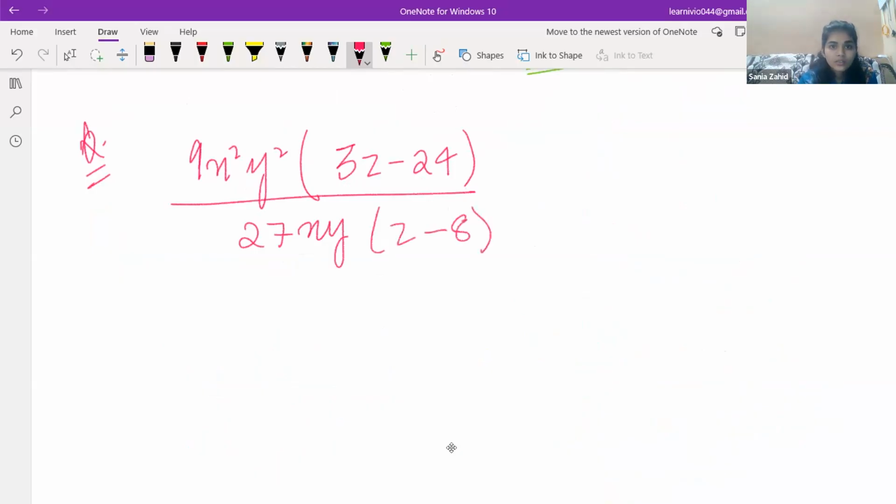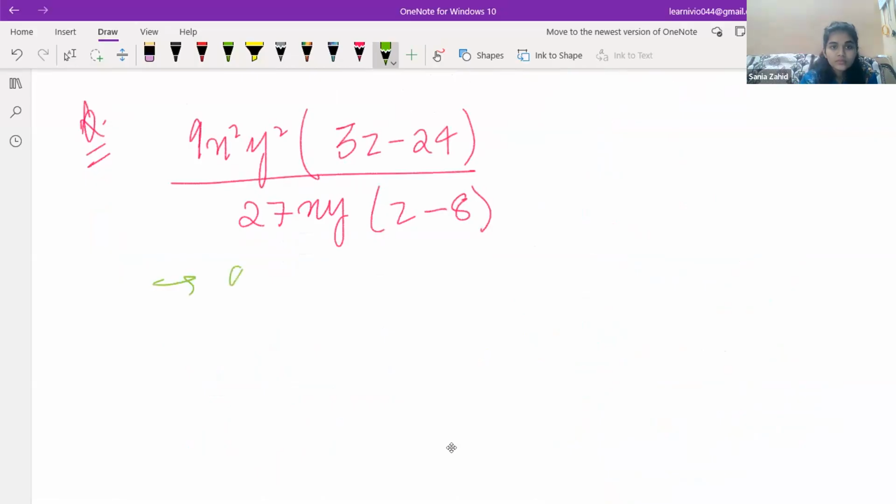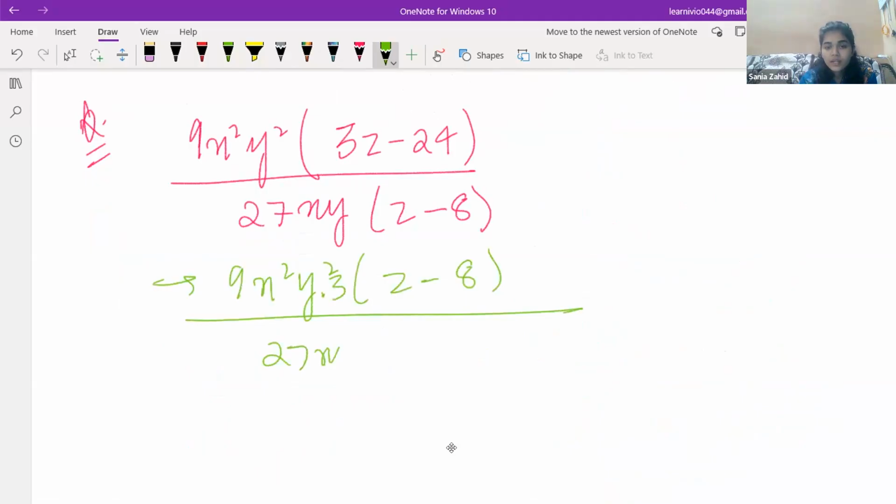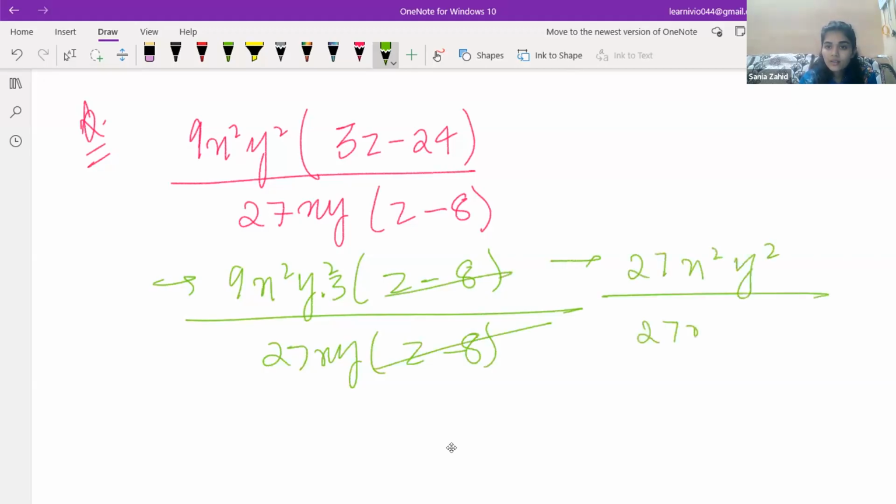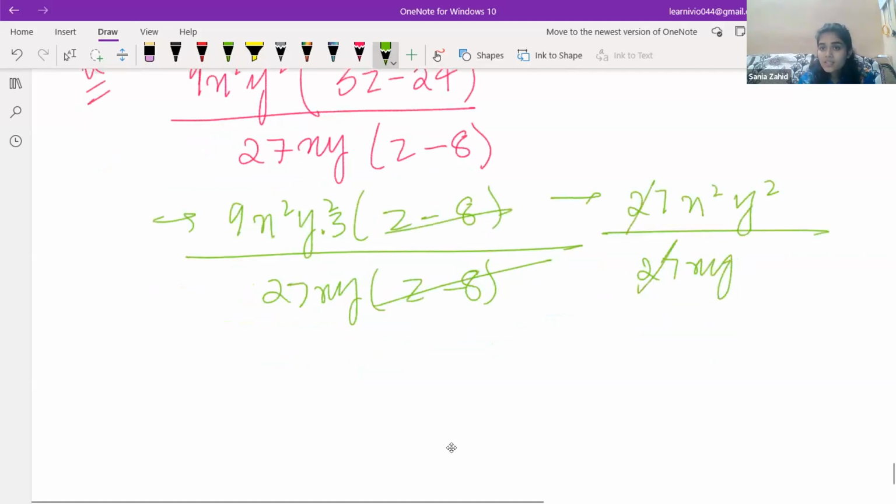Good. So this one we can solve. We can first take 3 common. So I'm left with z minus 8, and then I have 27xy into z minus 8. Okay, z minus 8, z minus 8 cancel. I have 27 x square y square, again 27xy. 27 and 27 I can cancel. 1x and 1y also I can cancel. I'm left with xy as my answer. Got it? Yeah.